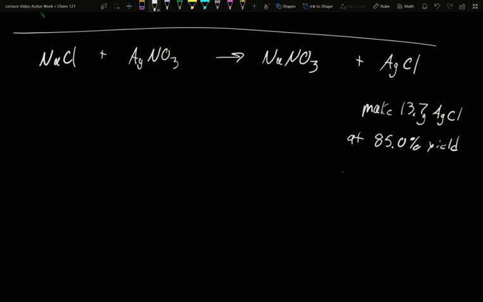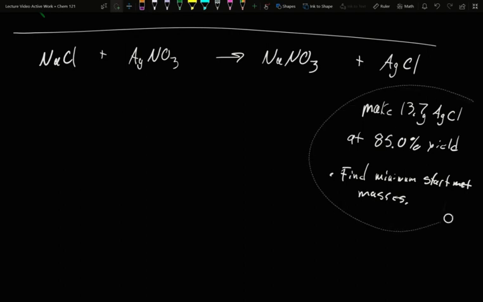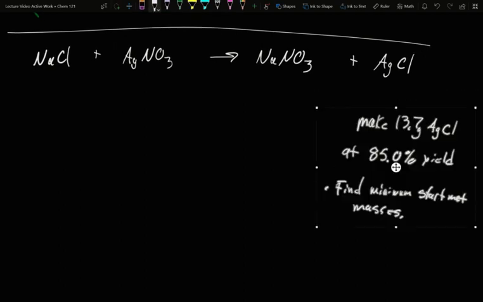So the question here is find minimum starting materials. What is the minimum mass of each starting material we need so that after it does the reaction and loses 15%, we will have 13.7 grams of silver chloride? Let's go ahead and pause, give that a shot, and come on back. All right, well, if you give it a try, I'm converting chemicals, I'm going between things.